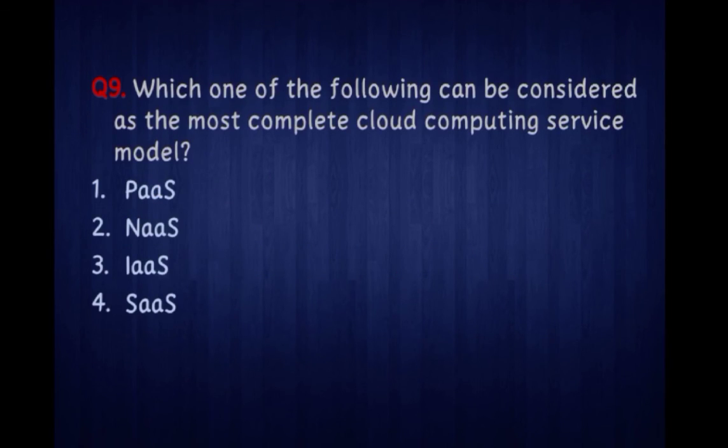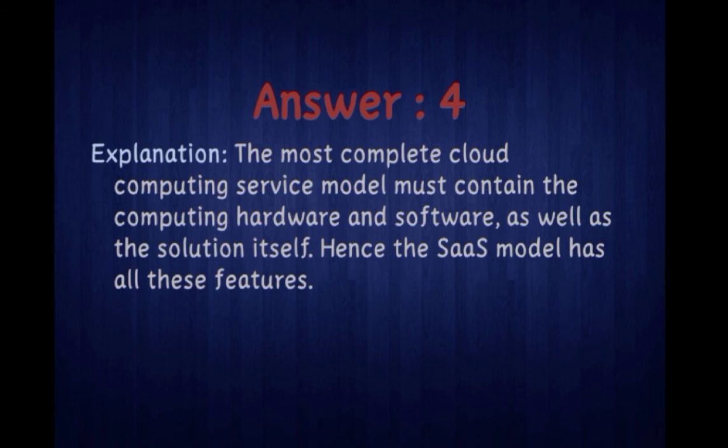Next question is, which of the following can be considered as the most complete cloud computing service model? Most complete cloud service model is SaaS, that is software as a service. Okay, we have discussed that with the help of software as a service, we can get any type of software. There is no need to buy any software. We can just get all these on a rent basis. The most complete cloud computing service model must contain the computing hardware and software as well as the solutions itself. Hence, software as a service model has all three features.